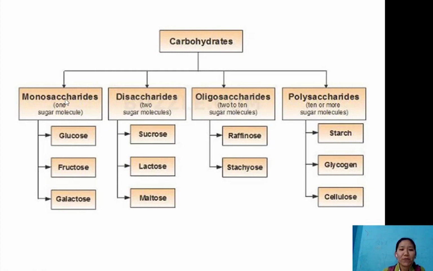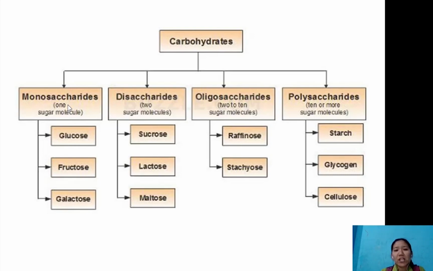We have monosaccharide, disaccharide, oligosaccharide, and polysaccharide. Monosaccharide has only one sugar molecule. You cannot break it further into sugar units. Examples are glucose, fructose, and galactose. Disaccharide, on hydrolysis, will give 2 sugars, so it is called disaccharide. The examples are sucrose, lactose, and maltose.